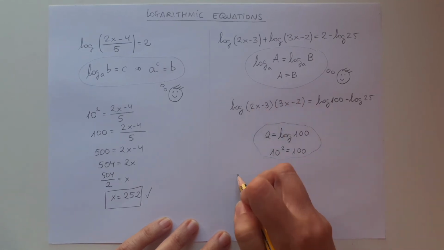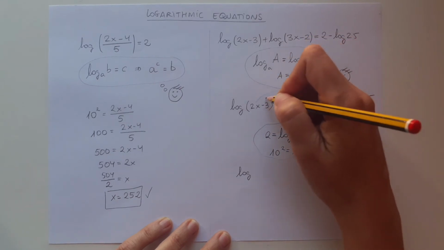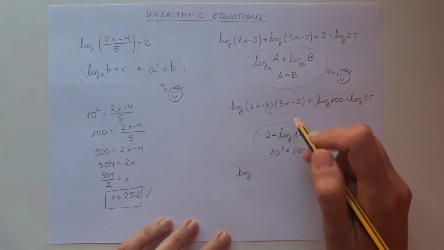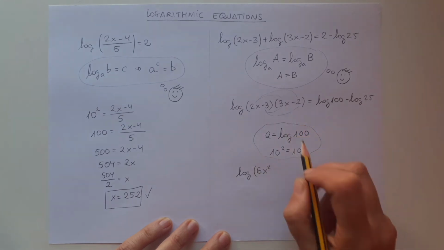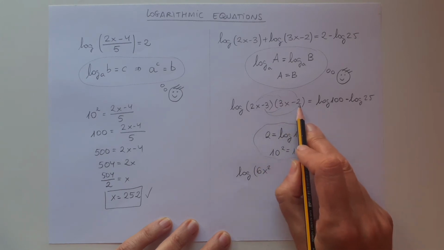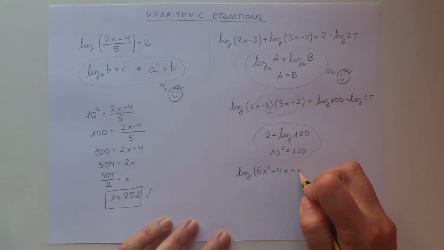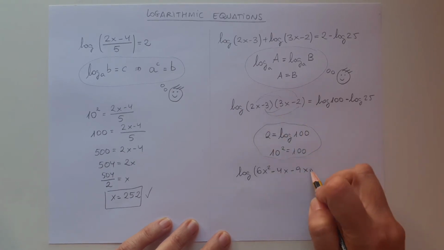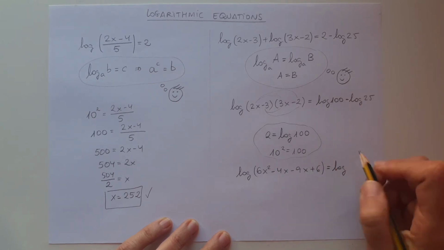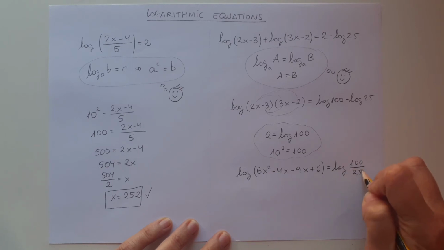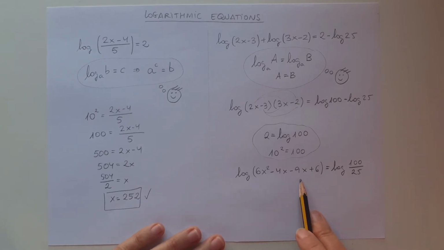Let's multiply this first. And we have to use, remember, the distributive property. This times this, and then this times this, and this times this. 2x times 3x equals 6x squared. Then 2x times minus 2 equals negative 4x. Minus 3 times this equals minus 9x. And then positive 6. Here, as I told you before, using the property we have studied, we can write this as a division inside the logarithm.